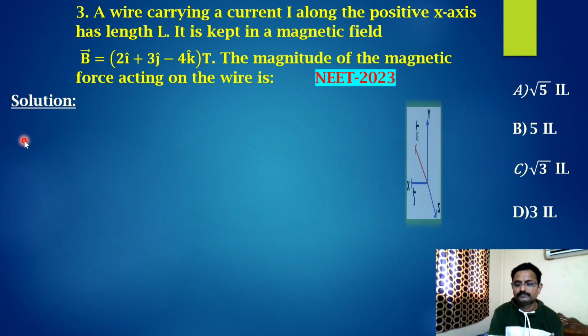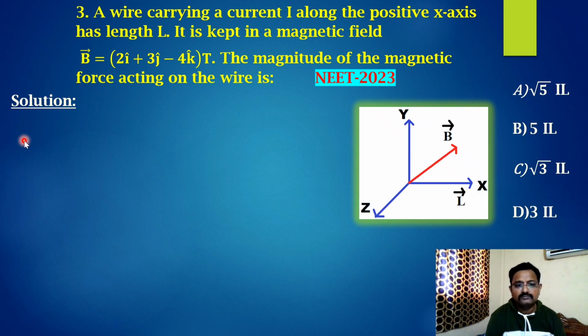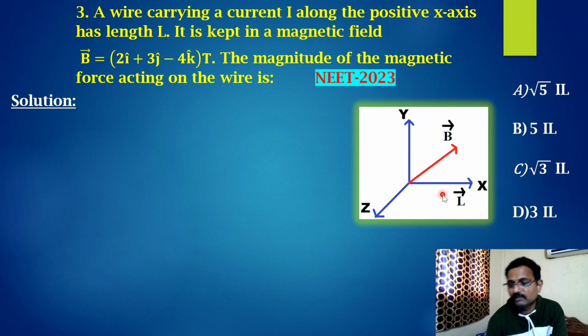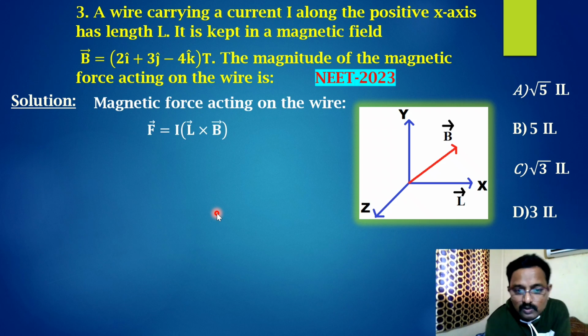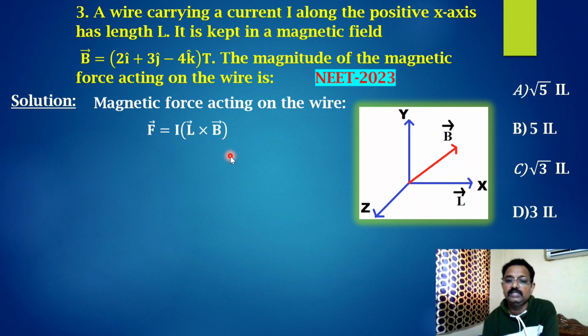Solution. Here the magnetic field is acting in the xy plane, which makes an angle theta with the direction of the length of the conductor, which is acting along the x-axis. So we have to find the magnitude of force acting on that wire. The magnetic force acting on the wire is F = I (L cross B).